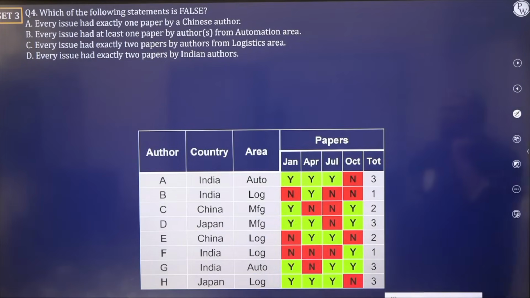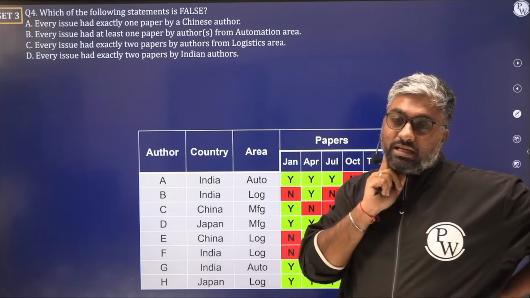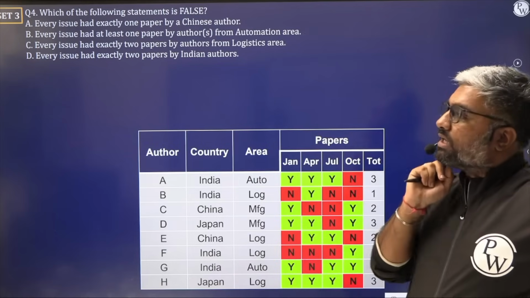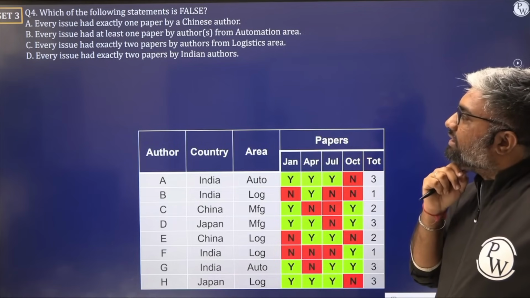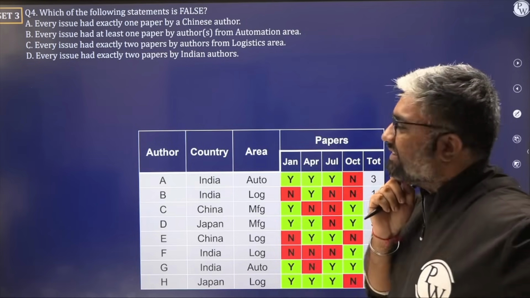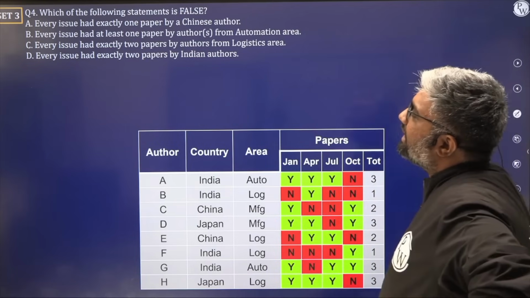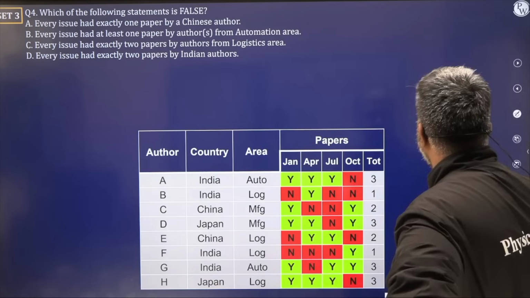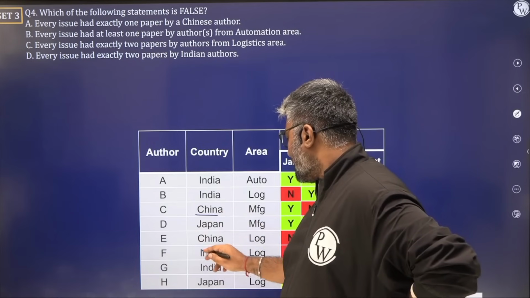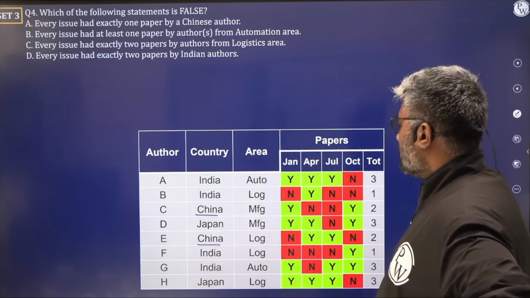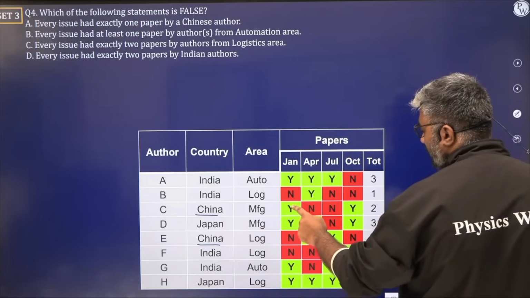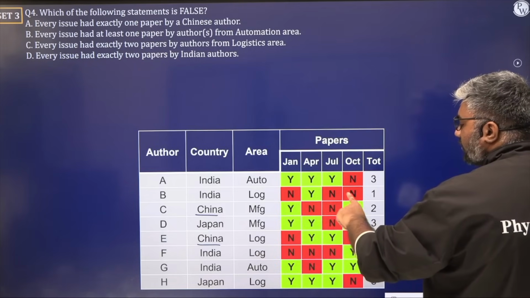Have a look at the next one. Which of the following statements is false? When they say is false, and false is given in capital because it should be false in every situation possible. Okay? So they are again talking about every issue, which is a big issue for us, but it is what it is. Let's make do with it. Every issue had exactly 1 paper by a Chinese author. So we now focus on Chinese authors, which is C and E, right? So what we need to see is that in every year, every issue, there should be one green. Here there is one green, one of the two should be green.